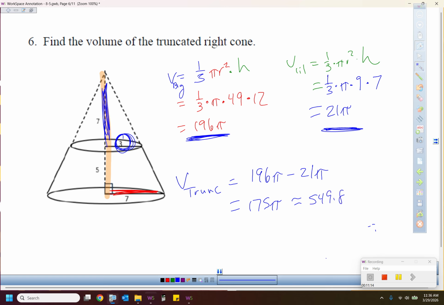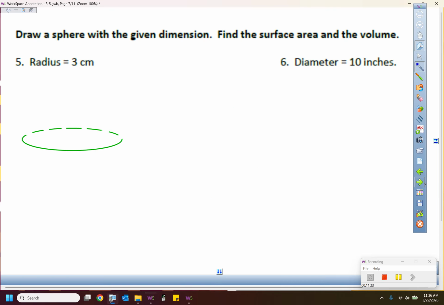And we don't have a unit, so we'll do units cubed. So let us know if you need a little help with the ones that don't come out nice. Then the last shape of the chapter is the sphere.